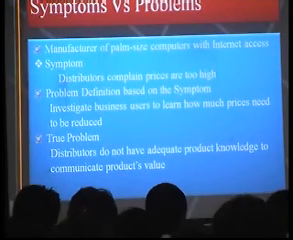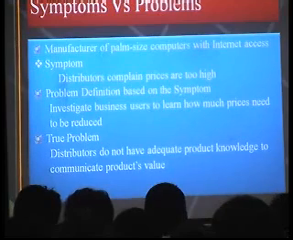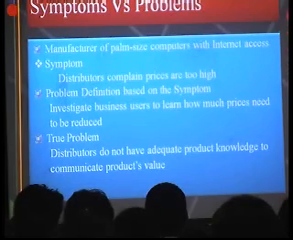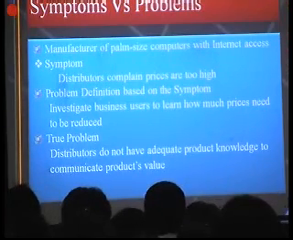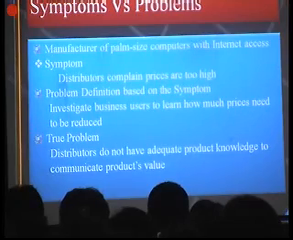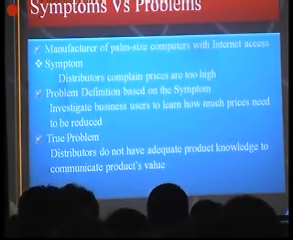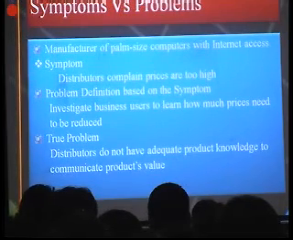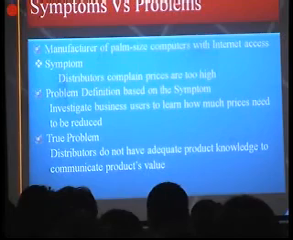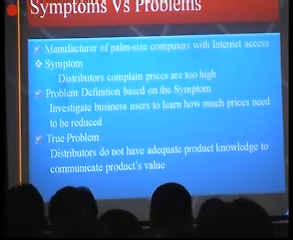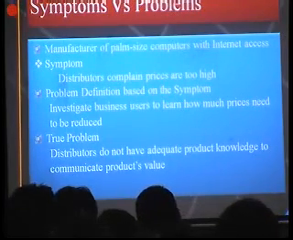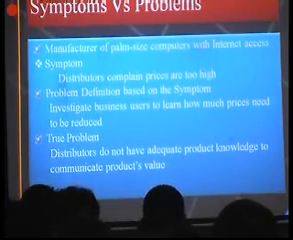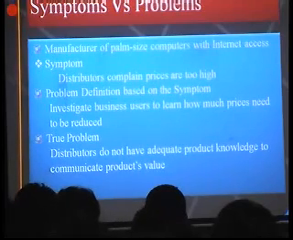The symptoms are distributors are saying the price of the product is high, but the real problem of the research is the next line. Problem based on definition, investigate business users to learn how much prices need to be reduced. Means the price is high and distributors are saying this and this is a symptom, but the real problem of the business is the next line. True problem, distributors do not have adequate product knowledge to communicate product's value. When I am having a different product, I can charge premium price.